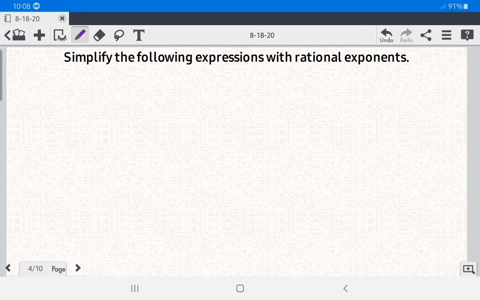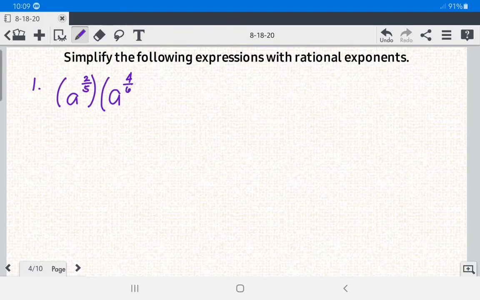Hello everyone, so today we're going to simplify expressions with rational exponents by using the laws of integral exponents. So let us start with our first example. Let's say we have a raised to 2 over 5 times a raised to 4 over 6.